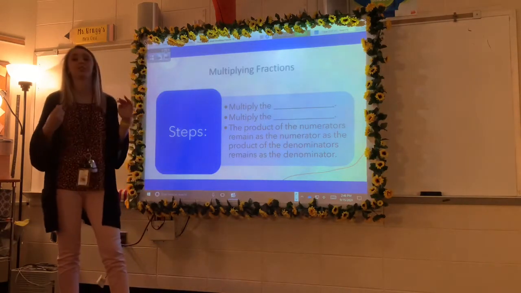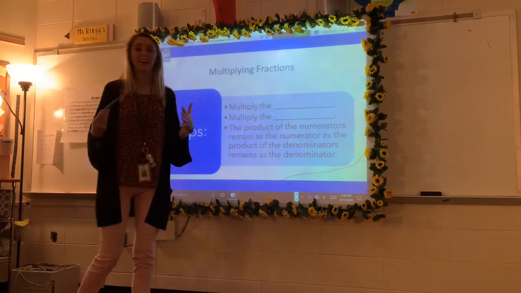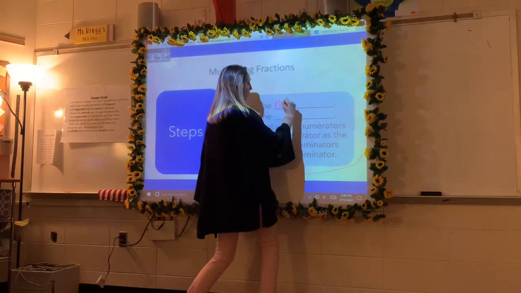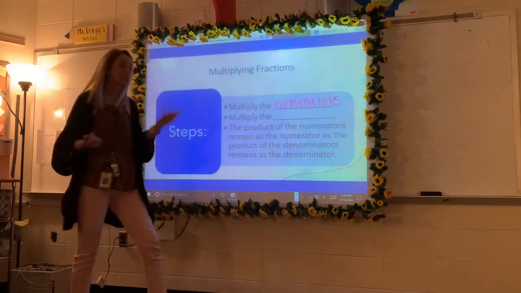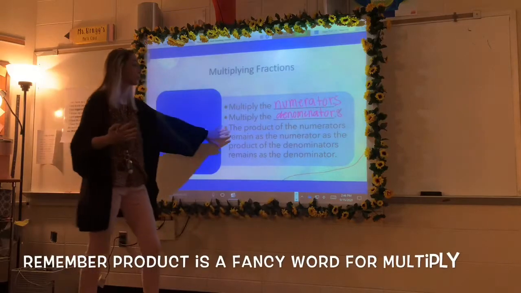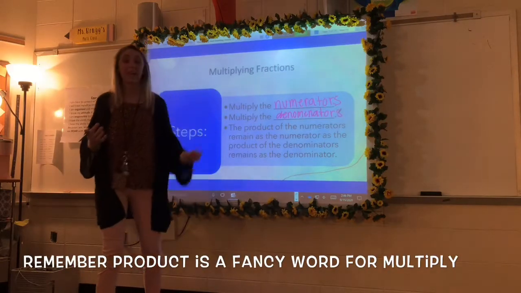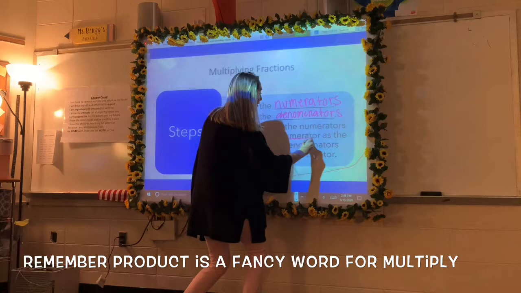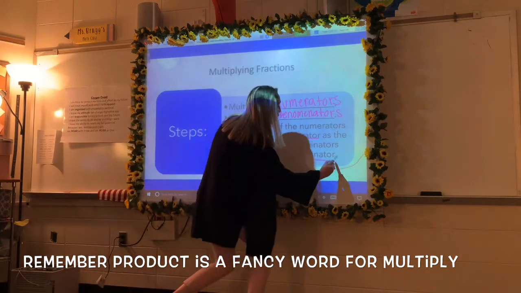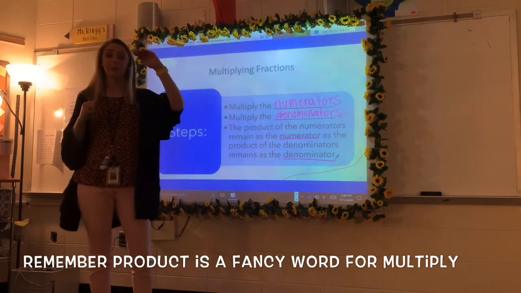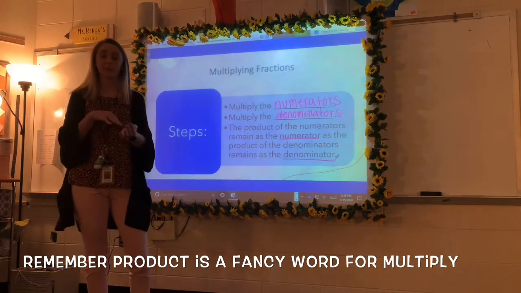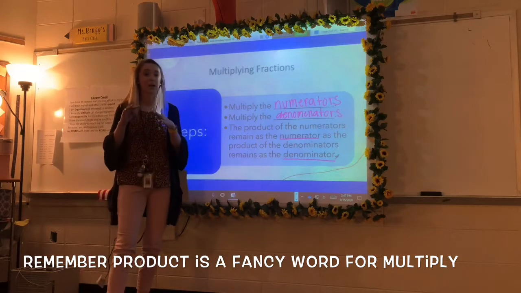Alright, so with math, we love steps, we love rules. Rules help us to know what we're supposed to do and how we can find that actual answer. So first things first, we want to multiply the numerators. After you multiply the numerators, you're going to want to multiply the denominators. And then just remember the product of the numerators remains the numerator and the product of the denominators remains the denominator. So they're not going to change. The top numbers, which are our numerators, stay the top numbers, okay? And bottom numbers, which are denominators, stay our bottom numbers, okay?